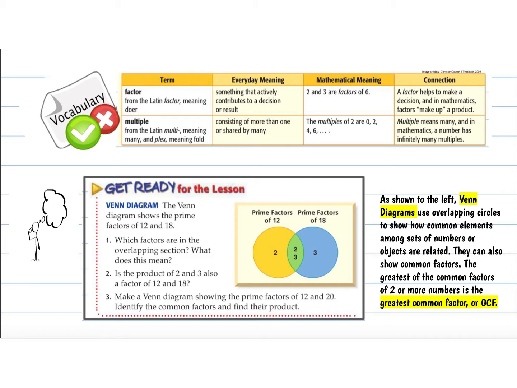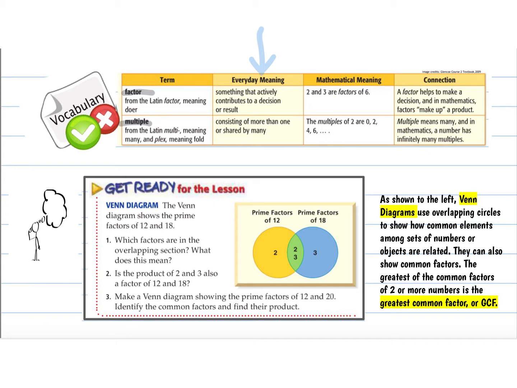What we see is some review vocabulary. We're looking at the terms factor and multiple today. A factor means a doer. Well, that's kind of silly if we just look at a dictionary meaning. In everyday meaning, someone interviews you after a sporting event and asks, what are some factors that contributed to your win? That would be something that actively contributes to a decision or result.